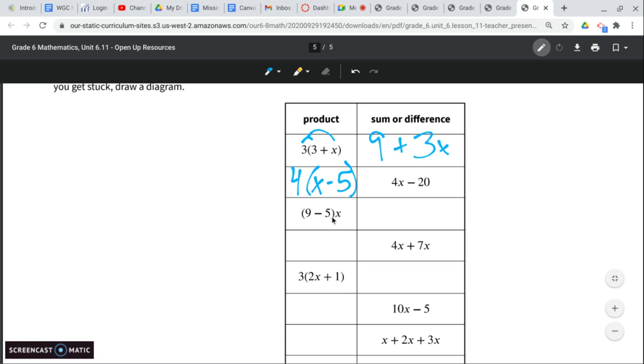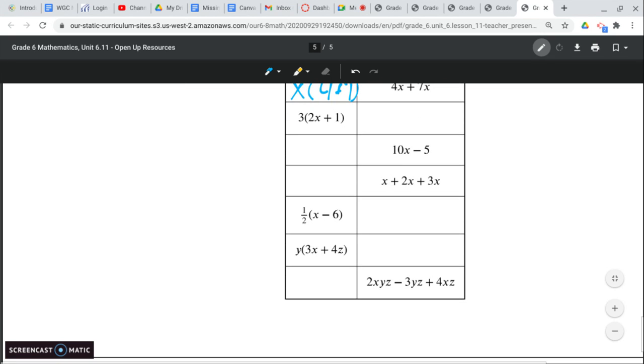All right, this next one, what are we distributing? x. So this one we're distributing the other direction. So x times 9 is 9x. x times 5 is negative 5x. There we go. What do 4x and 7x have in common? They share an x. So that's what we're going to take out. So I'll have x times 4 plus 7.